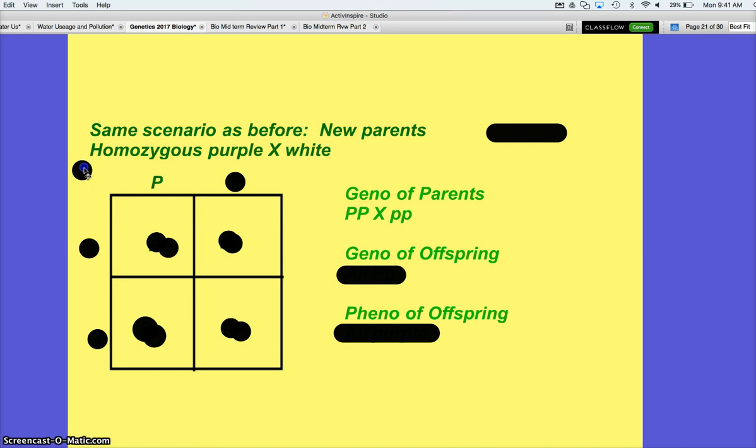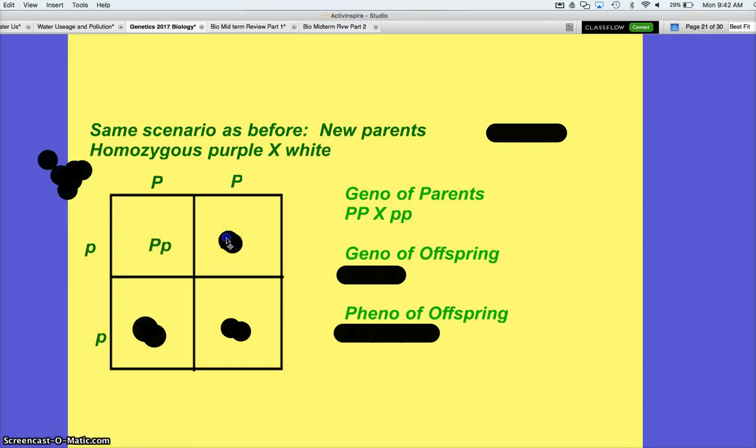So I'm going to put my first parent up here, which is homozygous, and my second parent, which is also homozygous. And I didn't have to mention that in the scenario because if you're white, you have to be homozygous. There's no other genotype for you. Who could tell me what goes in box 1? Melanie. Capital P, little p.